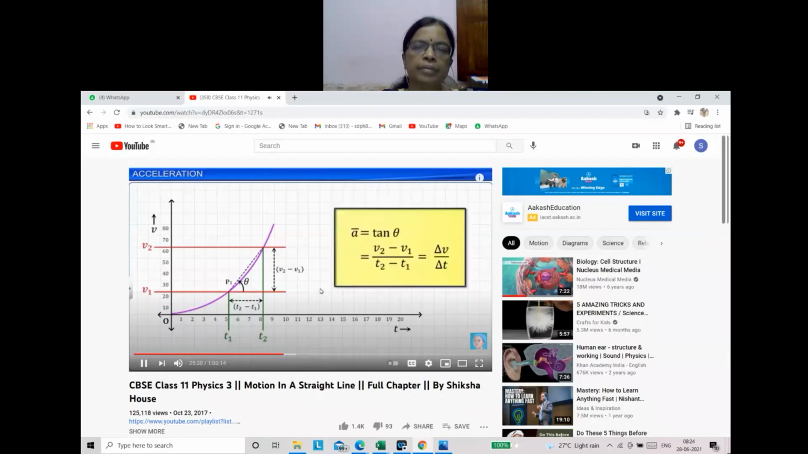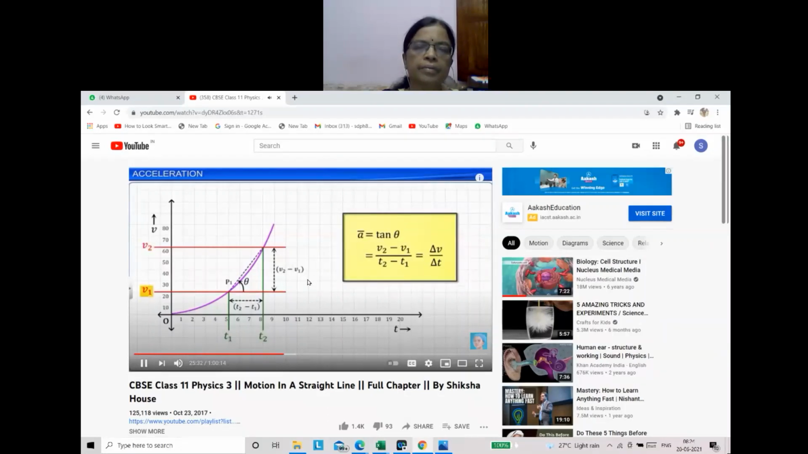v2 and v1 are instantaneous velocities at times t2 and t1. The SI unit of acceleration is meter per second square. On the VT graph, V2 minus V1 by T2 minus T1 can also be written as delta V by delta T. Delta V means change in velocity. Delta T means change in time interval, how much time it has taken to increase its velocity from V1 to V2. Delta V by delta T, that is average acceleration.